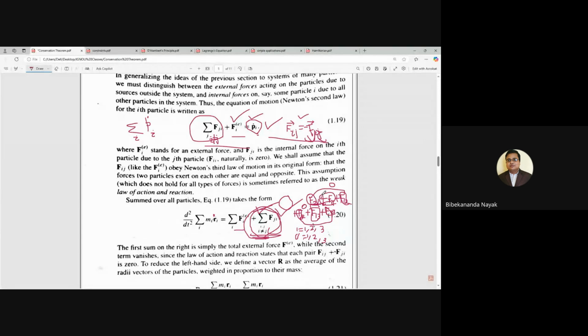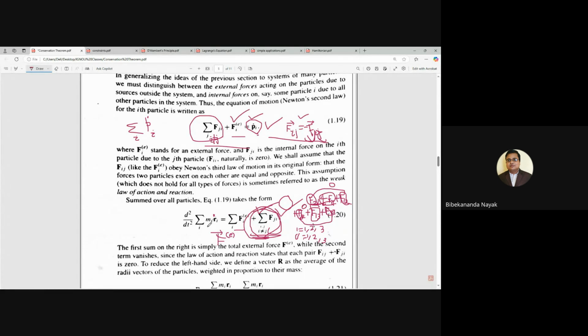Okay? So now I have only this sum of external forces. I can write it simply as the total external force.